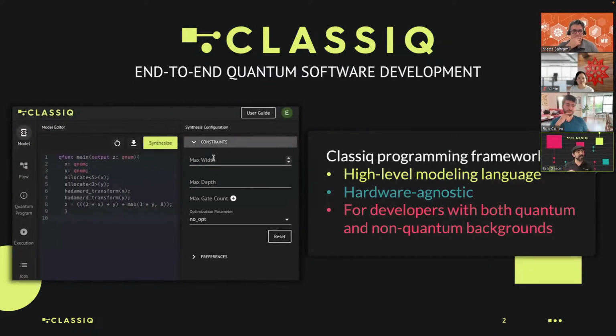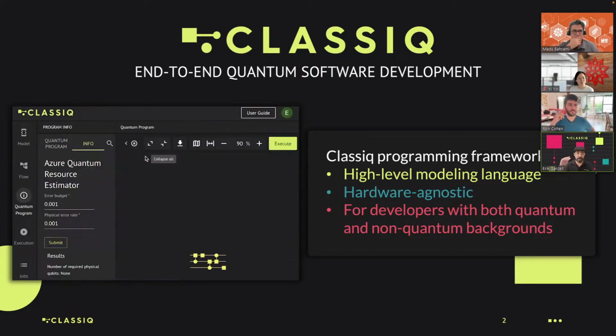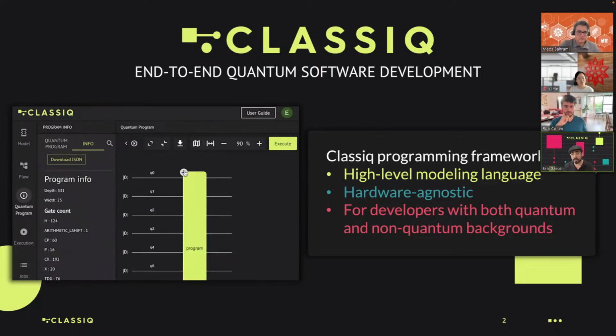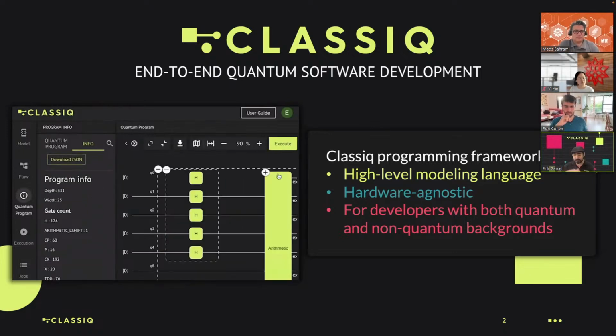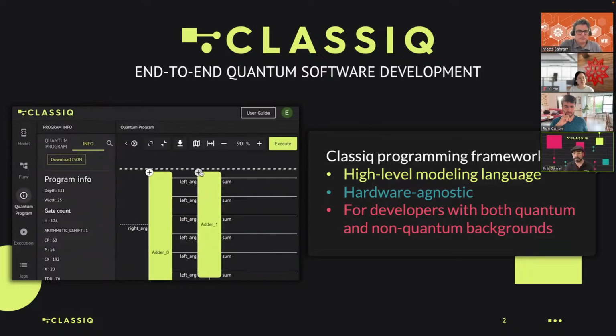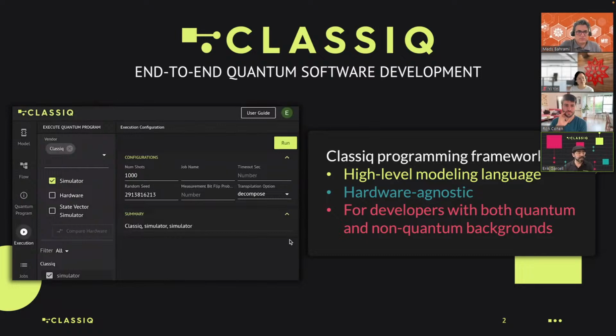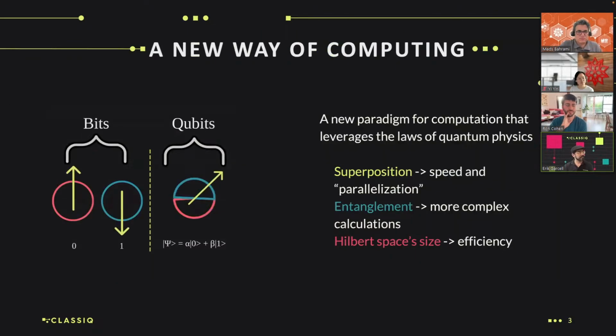So what Classiq is, we're an end-to-end software development platform. We have a programming framework that has high-level modeling. We're hardware agnostic, which means any of the code you build will work on any of the hardware you want to run on. And it's for developers with high quantum knowledge and for those who aren't coming from a quantum background as well.